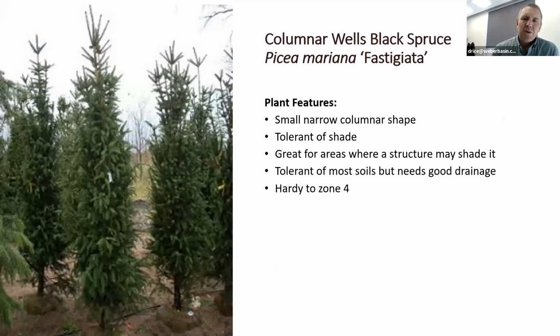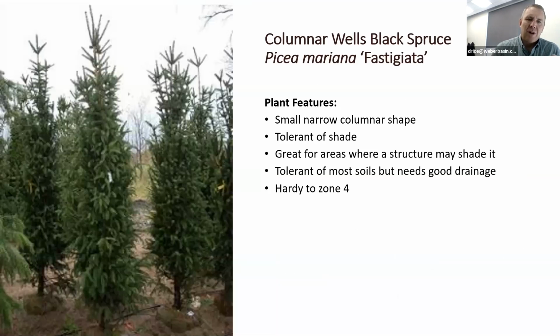Columnar Wells blue black spruce. Here's a cultivation of Picea mariana. The fastigiata means it's upright, so this is a columnar shape. It's great for areas where you're up next to a structure, or maybe a side yard that's tight. It's taller than most, hardy to zone 4. So a good option for a columnar variety of spruce. And this is a pretty common one. You see a lot of these more and more if you drive around in newer subdivisions where landscapers have done some work.